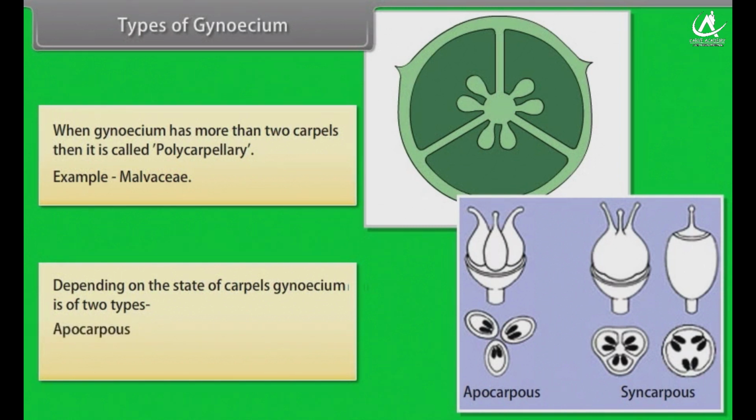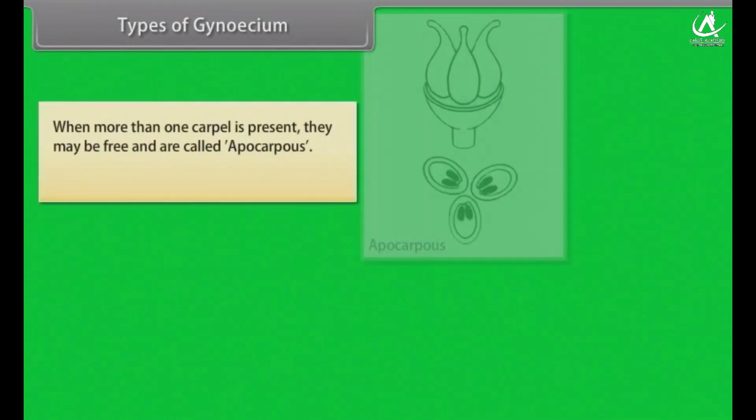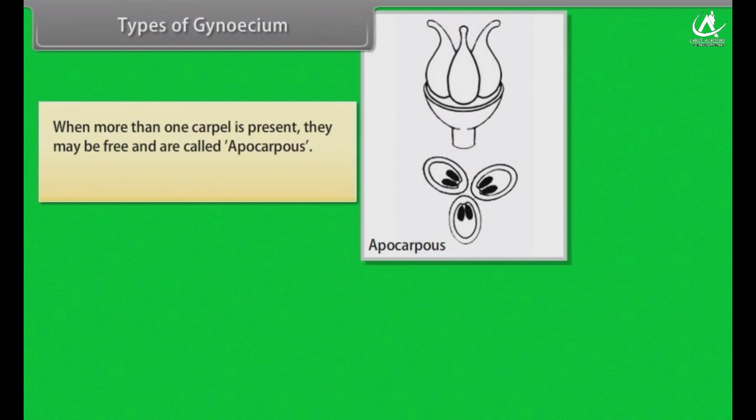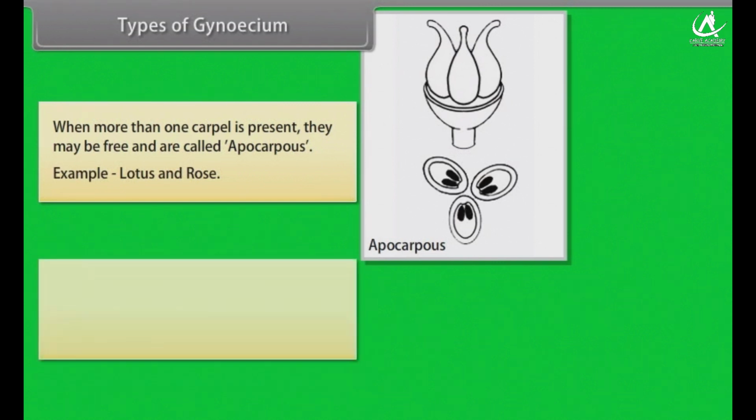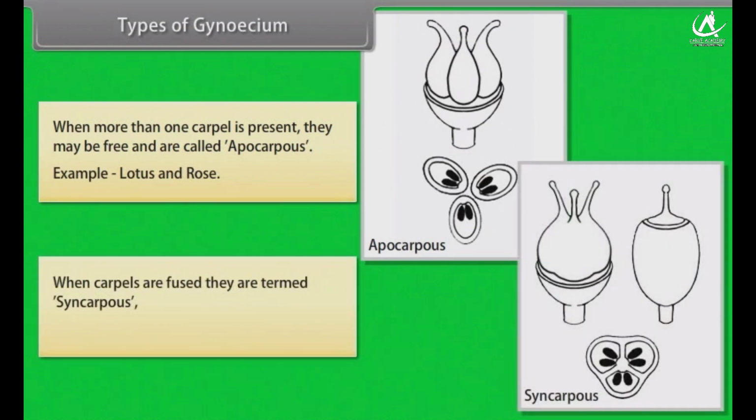Apocarpous, syncarpous. When more than 1 carpel is present, they may be free and are called apocarpous. Example: lotus and rose. When carpels are fused, they are termed syncarpous. Example: mustard and tomato.